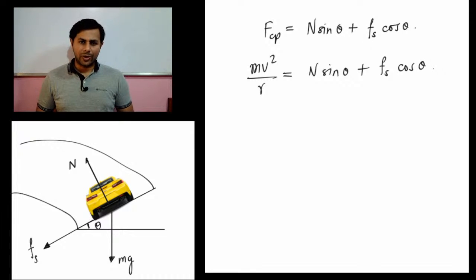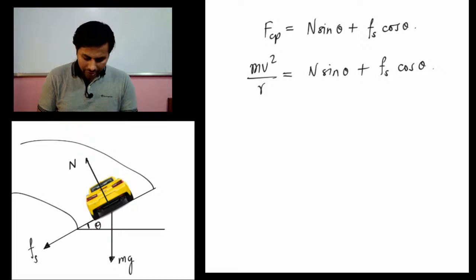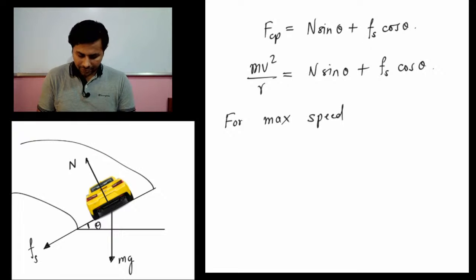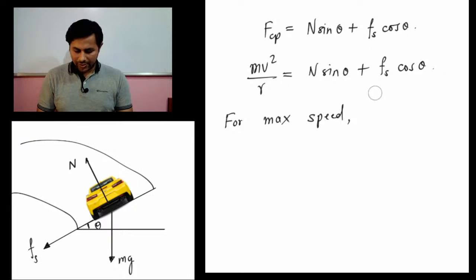And now we want the maximum speed with which this car can take a turn on this curved banked road. Okay, so for maximum speed, which things can we change on the right hand side? There is only one variable, and it is the frictional force.